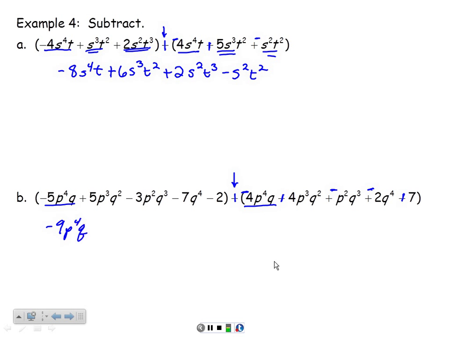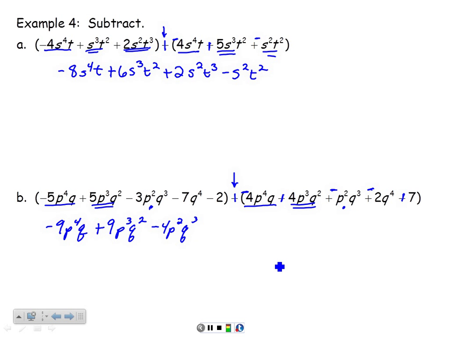And then I have a 5p to the third q squared and a 4p to the third q squared, which is going to be 9p to the third q squared. Whoops, squared. And then I have a negative 3p squared q cubed and negative 1p squared q cubed. P squared q cubed. That's hard to say. So we'll have negative 4p squared q cubed, q to the third.